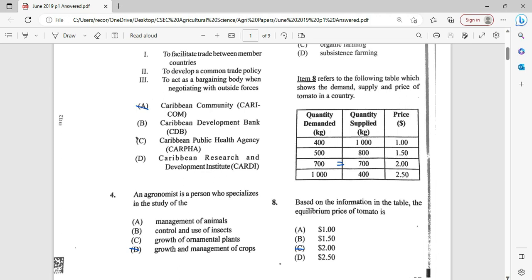Item 8 refers to the following table, which shows the demand, supply, and price of tomato in a country. We have quantity demanded, quantity supplied, and the price. Based on the information in the table, the equilibrium price of tomato is going to be $2. If you realize here, this is where supply and demand intersect. So the quantity supplied versus the market demand, making it $2 here.